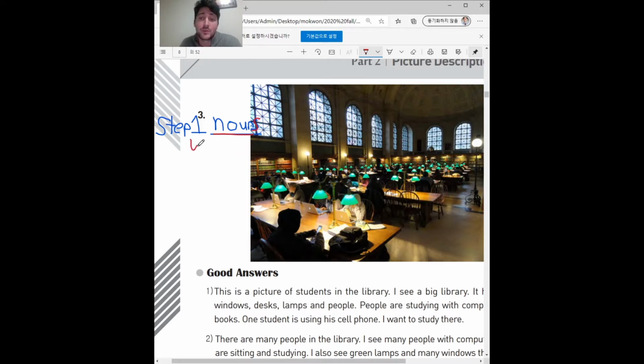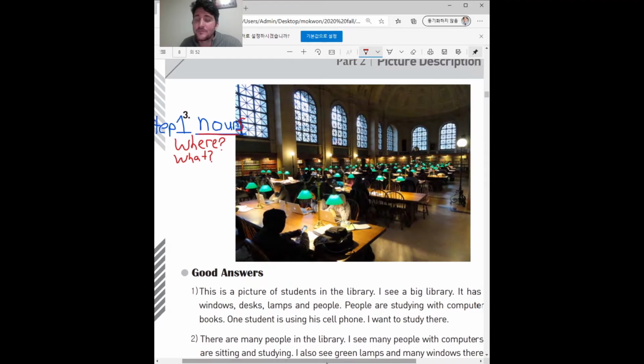So for example, where is this place? And maybe what do you see? What's in the picture? I think we can do this together really quickly. First, where? What do you think? Where do you think this place is? I think it's probably a library.